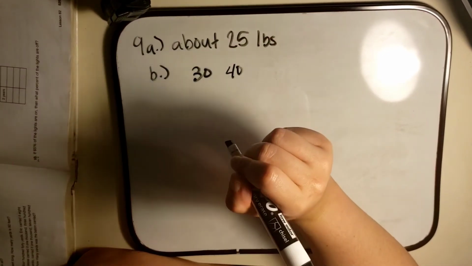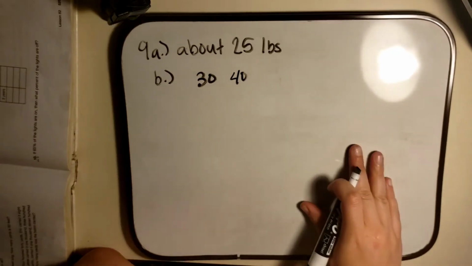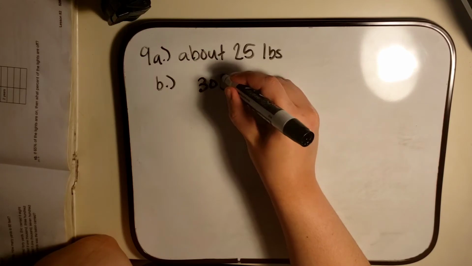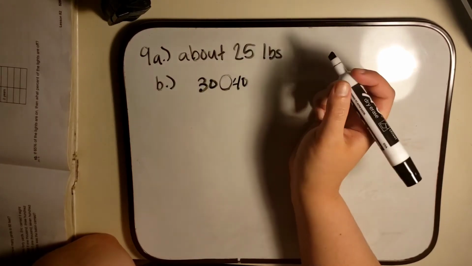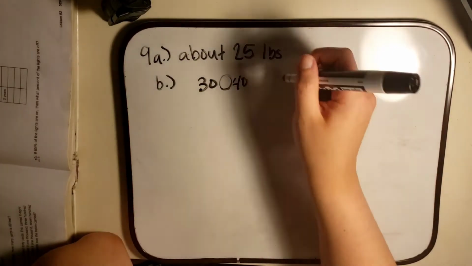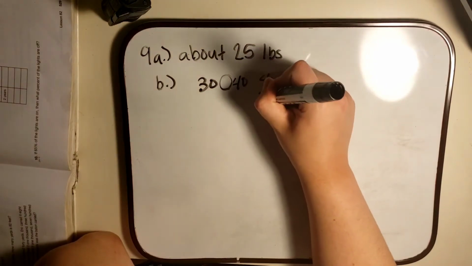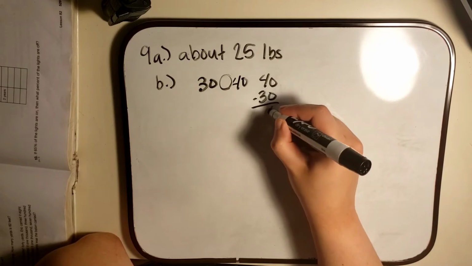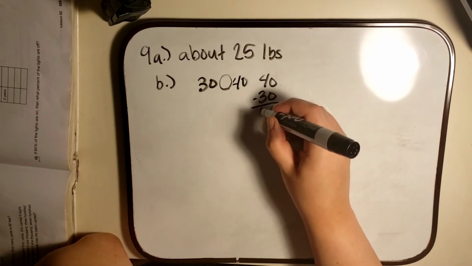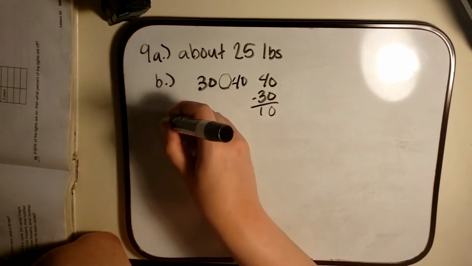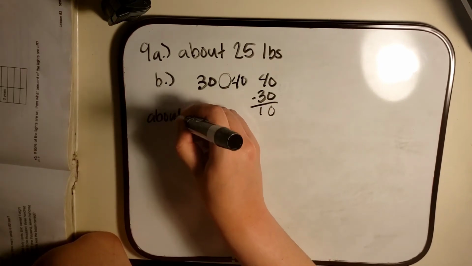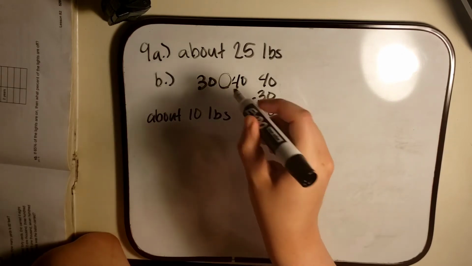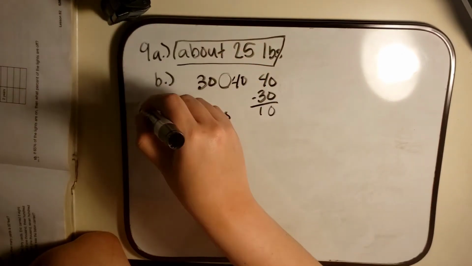And it says, how many did he gain? So what is the difference is a good way to think about it: what's the difference between 30 and 40. Difference means we subtract. So we subtract 30 from 40. 0 minus 0 is 0. 4 minus 3 is 1. So it's about, because it's not specific, it just says about how many, about 10 pounds. Again, LBS is pounds.